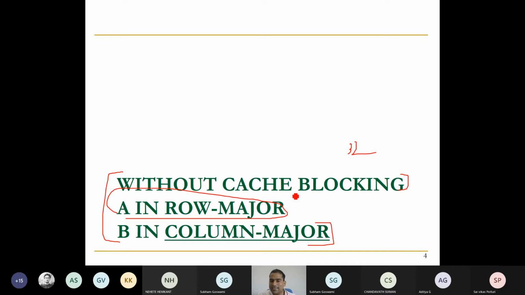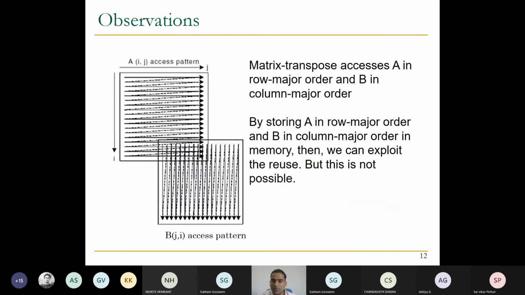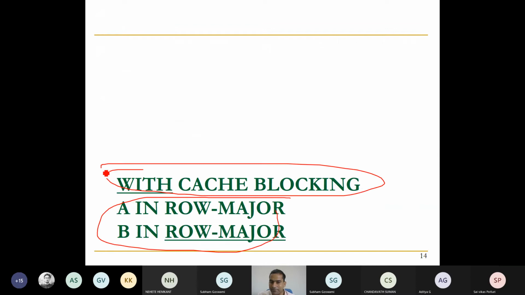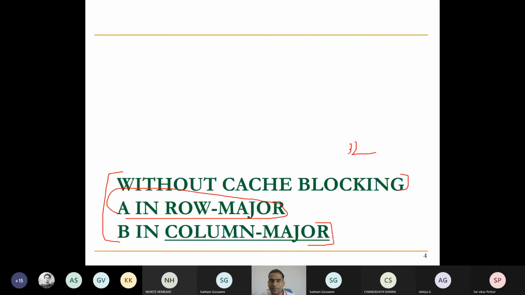I will show first the case where we don't use cache blocking. I store A in row major order, B in column major order. Then I will show you both of them in row major order and without cache blocking. And finally, I will show you with cache blocking. That means let us use both of them in row major, but can we use cache blocking? And then let us see how many cache misses happen. Okay, now let us start from here.